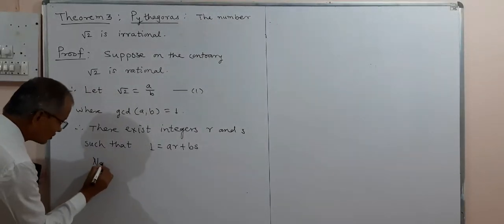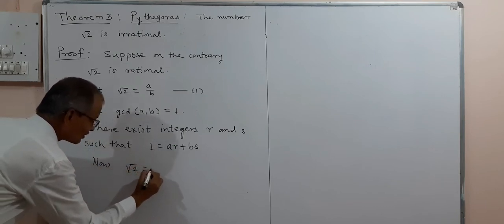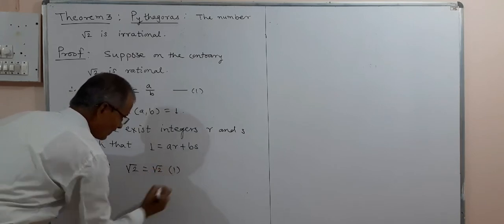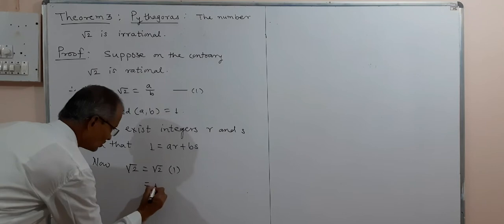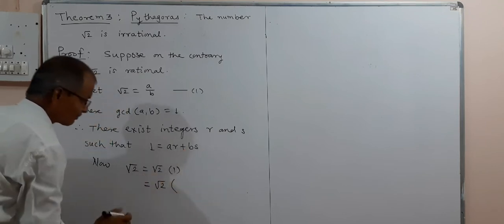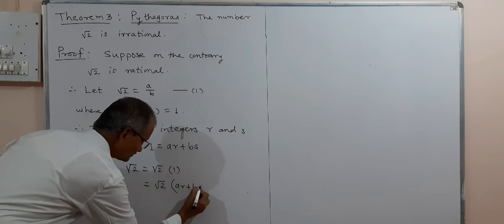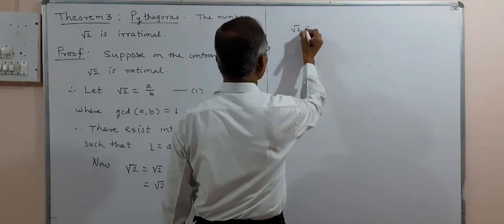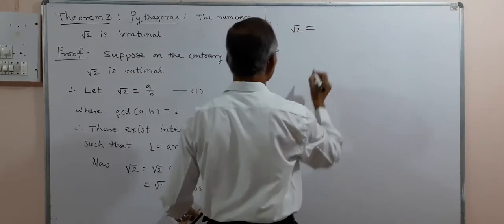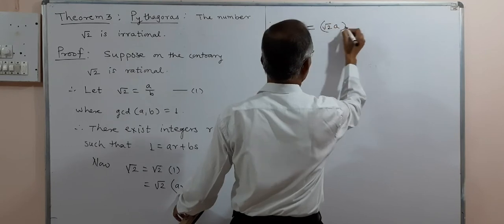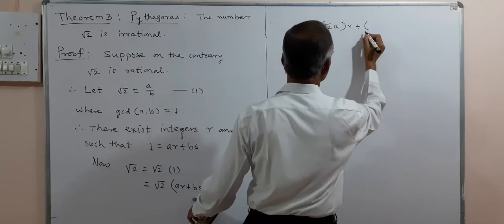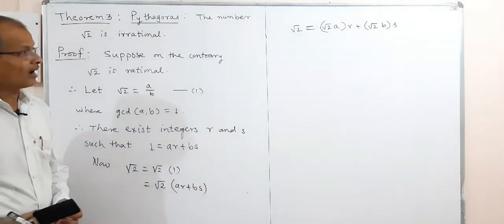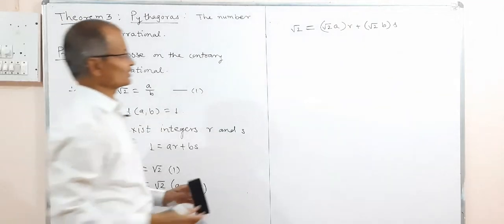Now we consider root 2. So root 2 is equal to root 2 into 1, and this can now be written as root 2 times AR plus BS. Further, this is equal to root 2 into A into R plus root 2 into B into S. We have just multiplied, and now we use the first result.